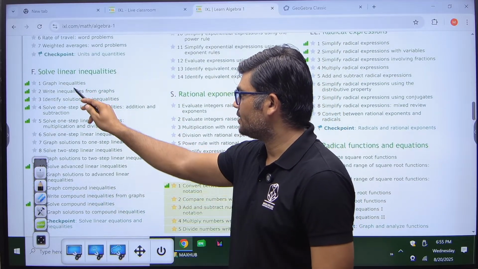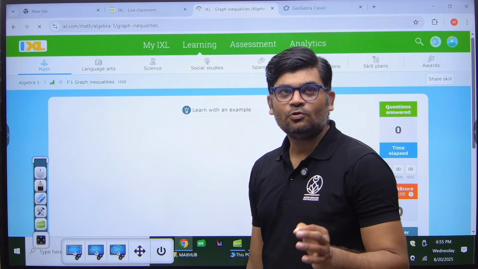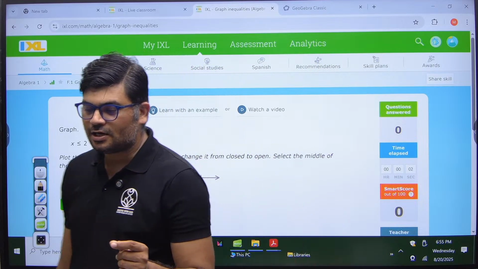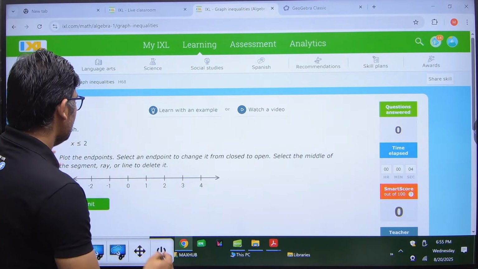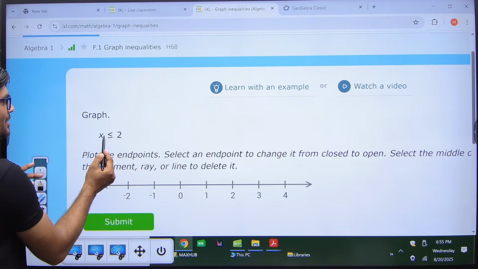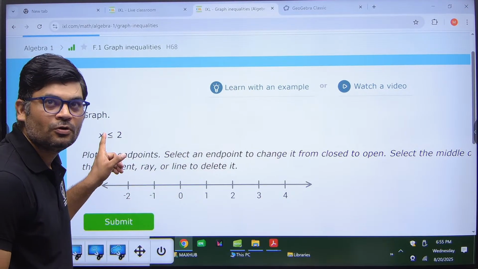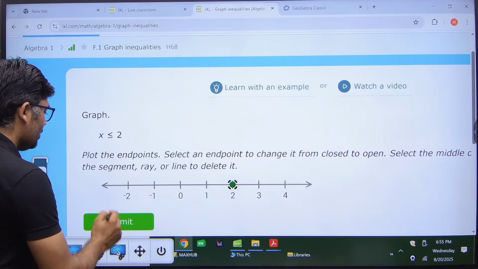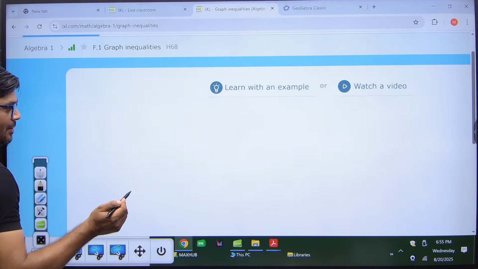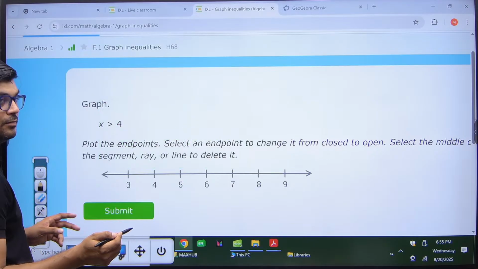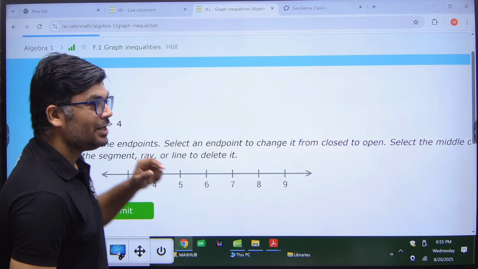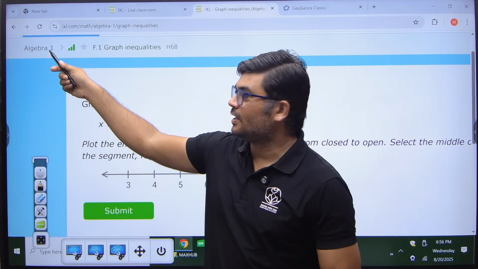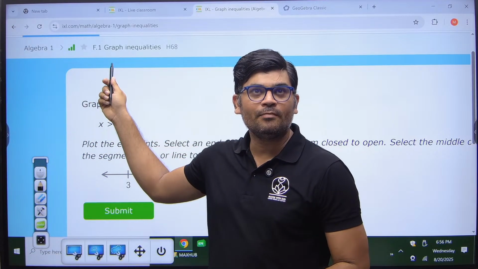Graph inequalities, so that you are more confident about that circle and darkened part. Can you see that this is x less than or equal to 2? So I will click on 2 and it is the darkened part, and then I will click on this line and submit. Sir, A1? F1 in A1. Algebra 1. In algebra 1 you have to come to F1.